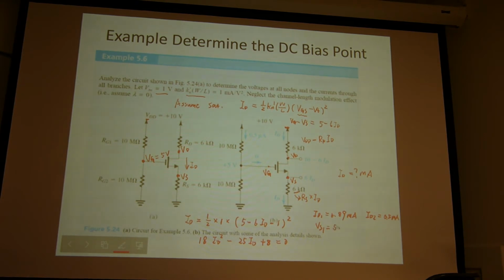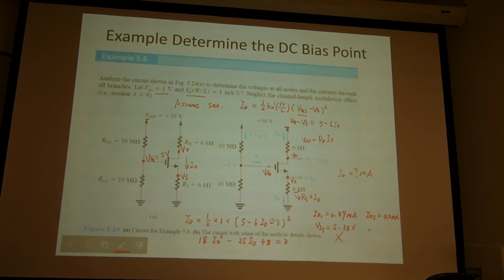It's 5.34 volts. Then you find out this is invalid because gate voltage is 5 volts. If ID is this 0.89 milliamp, you get Vs 5.34 volts. So the VGS actually is negative. So this transistor is off. This is an NMOS transistor, so this transistor is off. So this is invalid, and you should discard this solution.